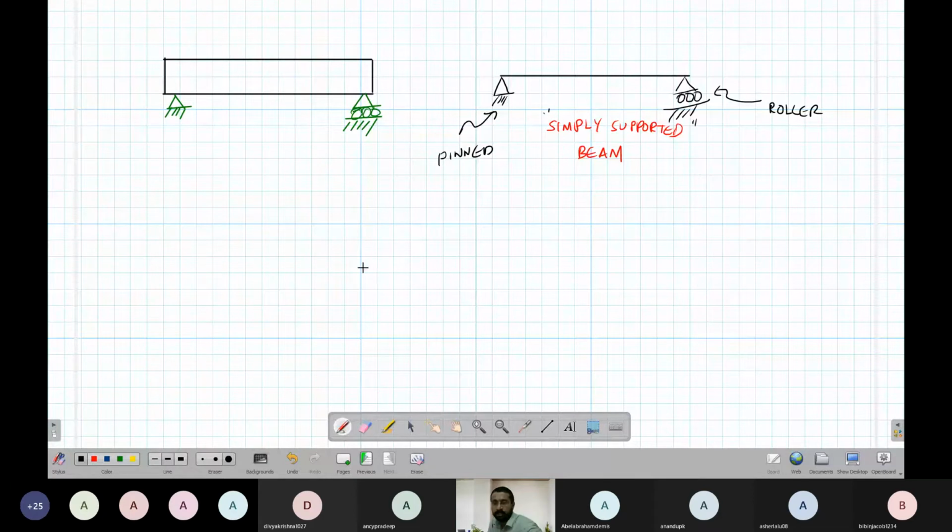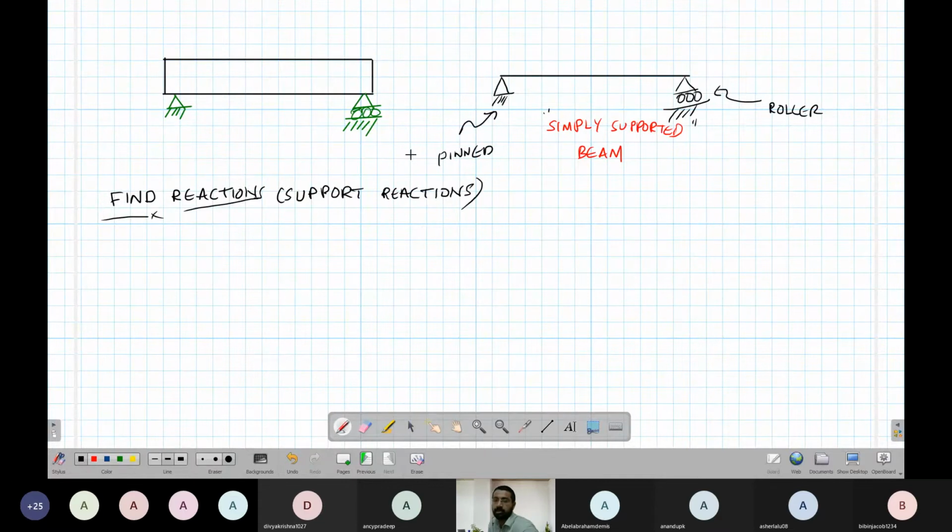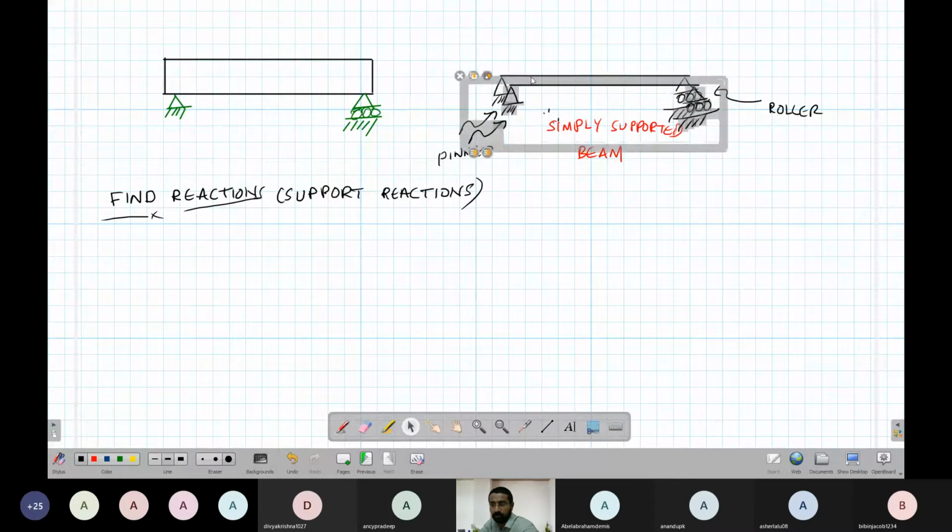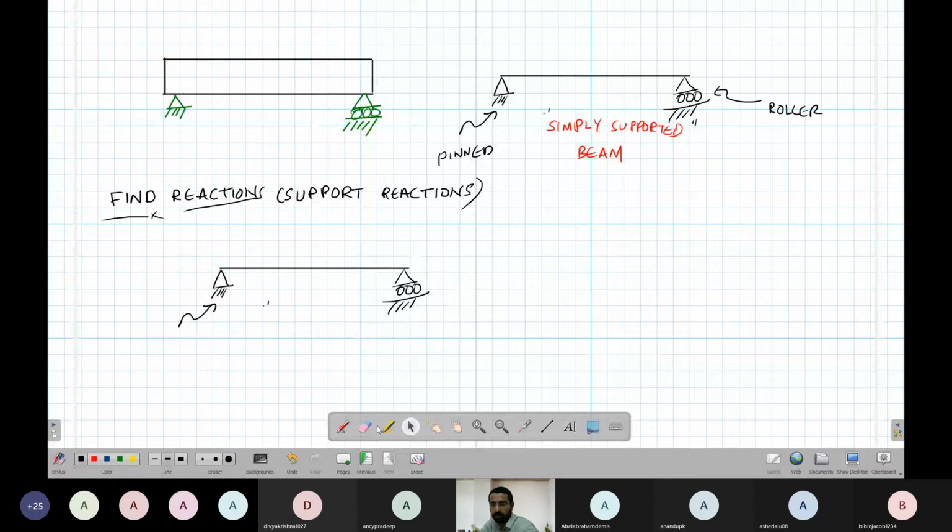Now what we have to do is find the reactions. So the next task is how to find the reactions. These are nothing but support reactions. So let's assume that we are loading this beam. Let's say there is a person standing on this.